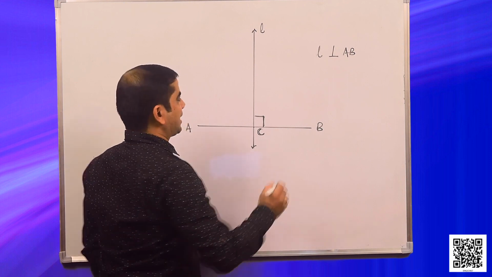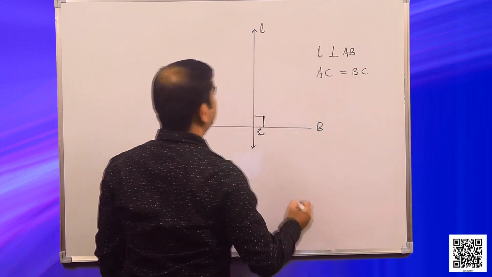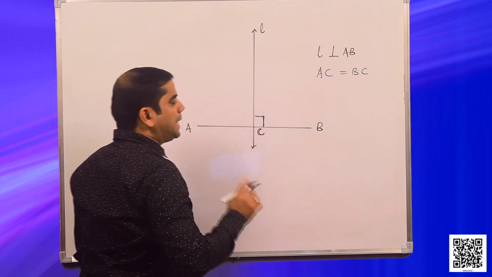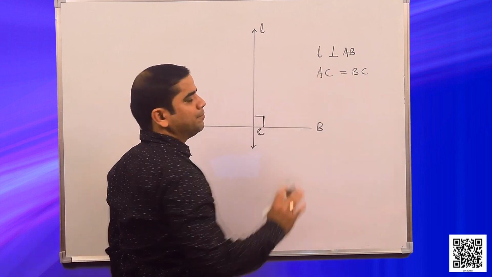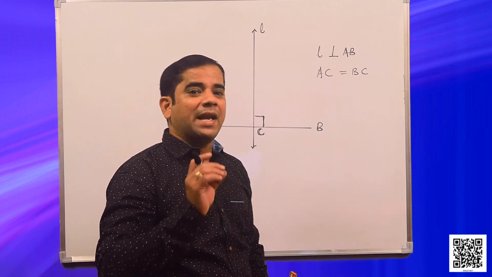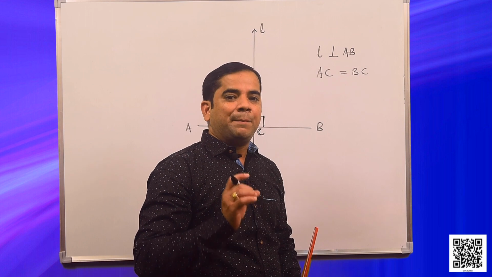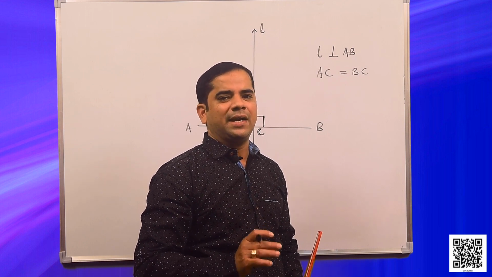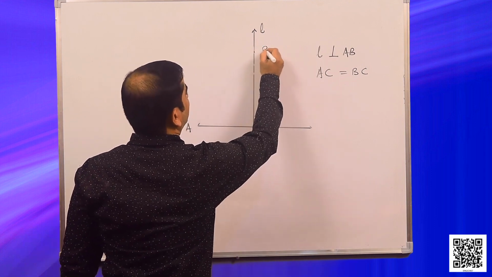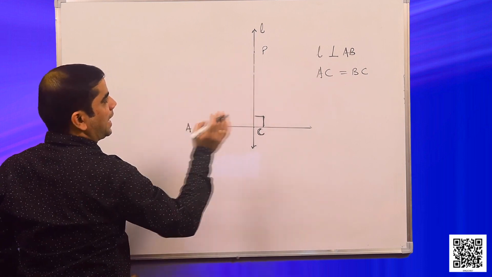So as per the given data, AC is equal to BC. As L is the perpendicular bisector to AB, C is the midpoint of AB, that is why AC is equal to BC. Another data given is if a point P lies on L, so that P is equidistant from A and B. So let us assume a point P on line L. Now let us join point P with point A and B.